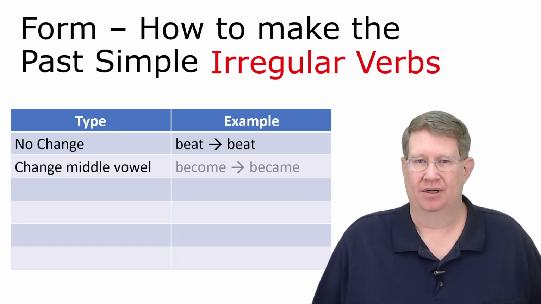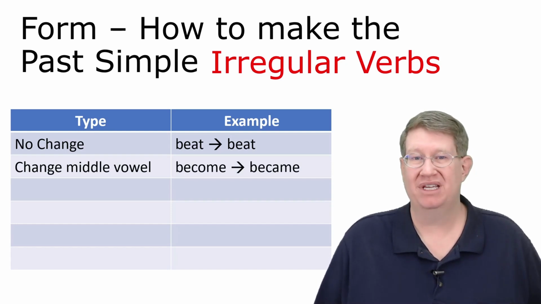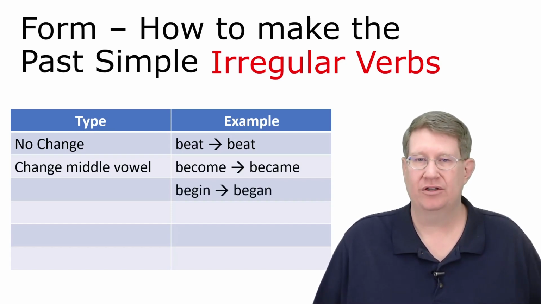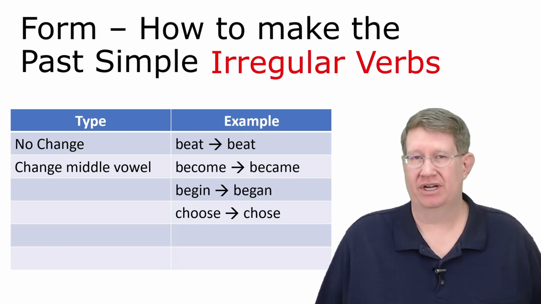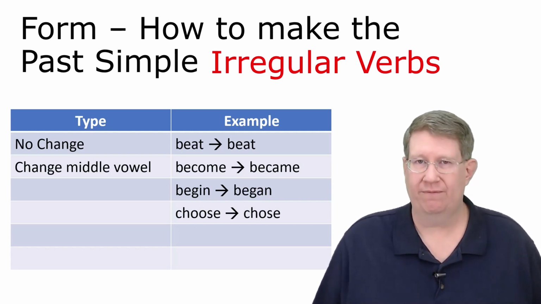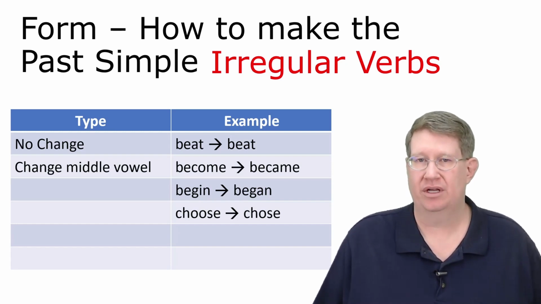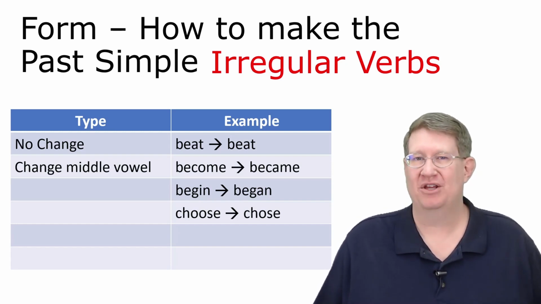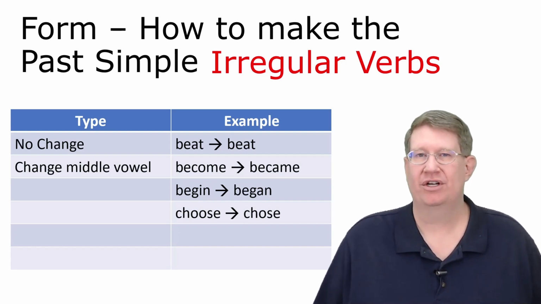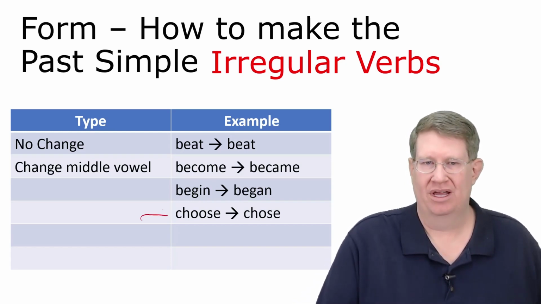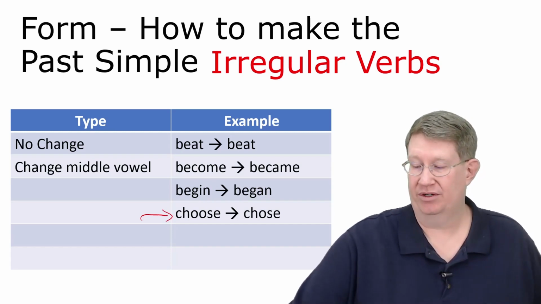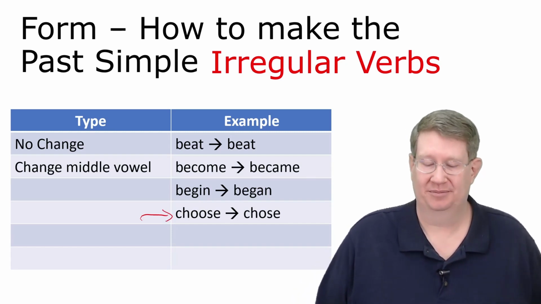Change the middle vowel. Become changes to became. Begin changes to began, and choose changes to chose. This is one that a lot of people learning English have trouble with. So if the verb that you are using is this type of irregular, remember to change the vowel, and again, it's in the middle of the word. This last one that we looked at, choose and chose, is something that even native speakers have trouble with, which I don't understand. It's not that complicated. Anyway, let's keep going.